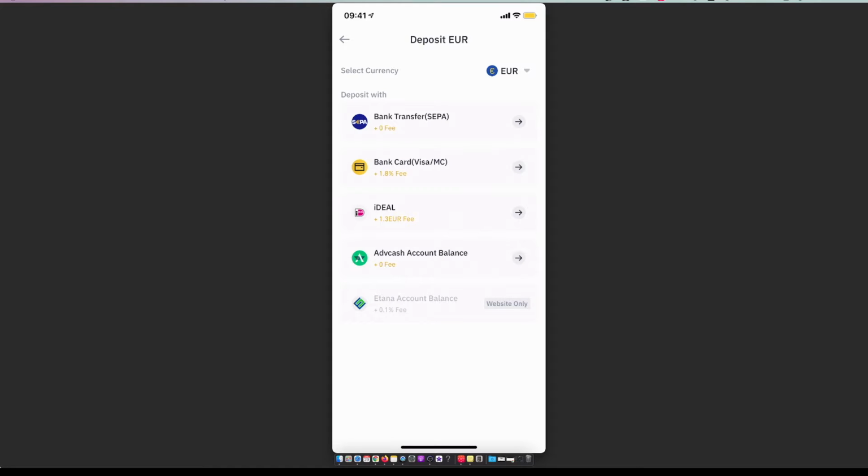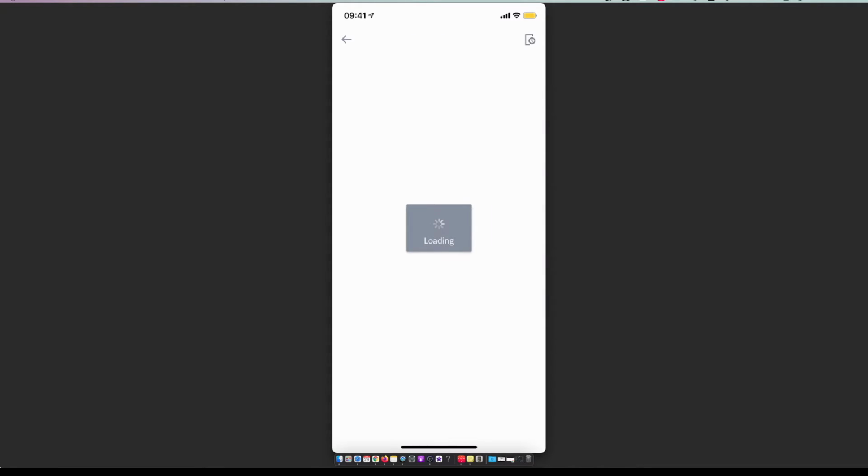But make sure before you deposit money you need to verify your account. So this means you need to provide some sort of ID, driver's license, passport or whatsoever, and some utility bill. I believe that you need to verify your address, right?